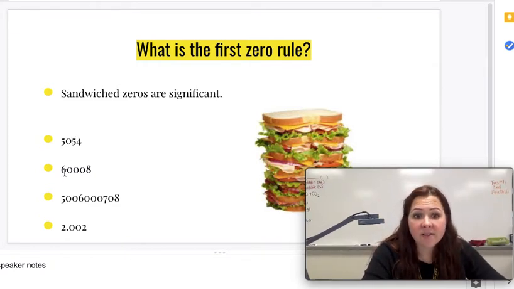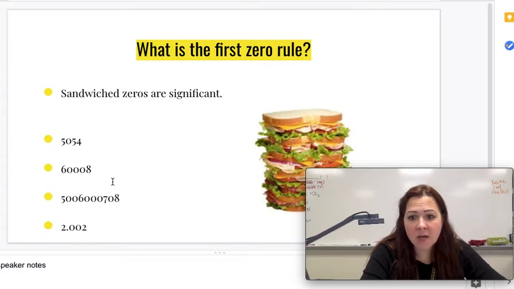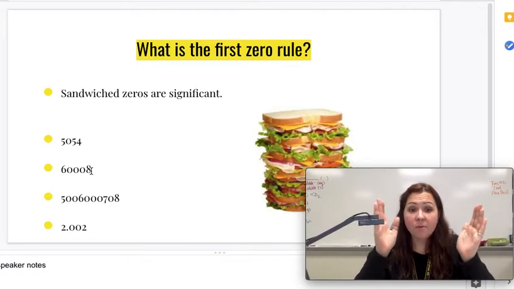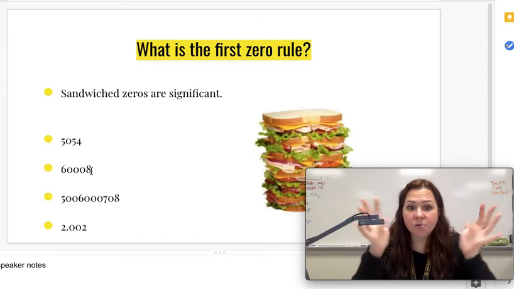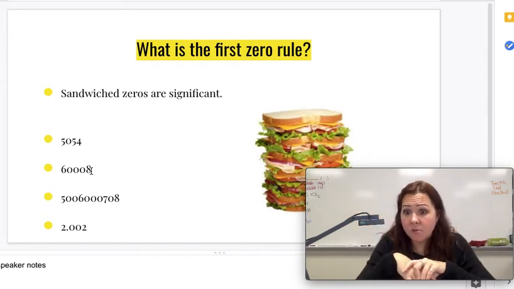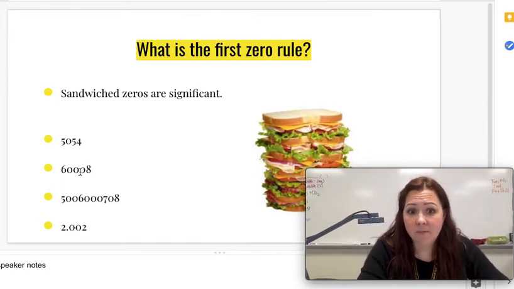The next one, this would be like a turkey, avocado, bacon sandwich. So you have a 6 and an 8, those count. Those 3 zeros in between are sandwiched in between the 6 and the 8. Because they're sandwiched in between those numbers, they count. So that one has 5 SigFigs.